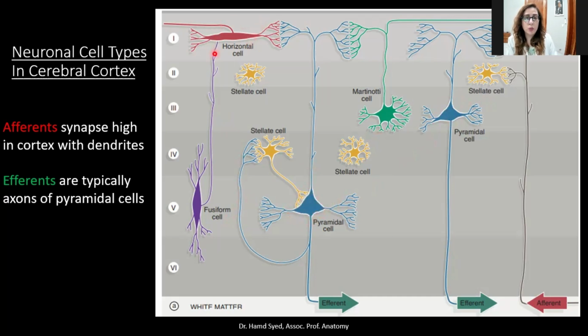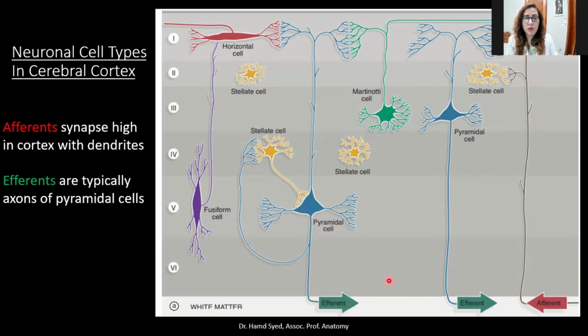Let's look at the superficial layer, which has these horizontal cells. And this here is the deepest layer, layer number 6, which is the multiform layer because it has neuronal cells of different sizes and shapes. Let's note that the afferents, those nerve fibers which are entering the cerebral cortex, move upwards and synapse in the cortex with the dendrites of the neurons. Now, what about the efferents? That is, the nerve fibers which are leaving the cerebral cortex. They are typically the axons of the pyramidal cells, and as you can see, they emerge from the base of the pyramidal cells.